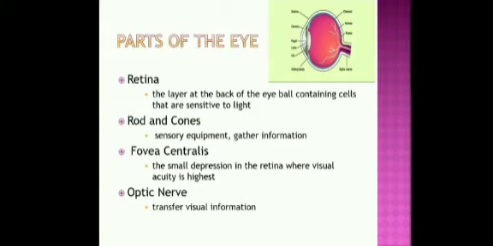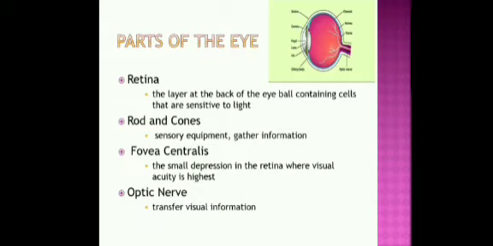Next are the rods and cones. Rods are the sensor equipment and cones gather information. This means the rods detect light and the cones determine color. Next is the fovea centralis. It is the small depression in the retina where visual acuity is highest. It provides our absolute sharpest vision.